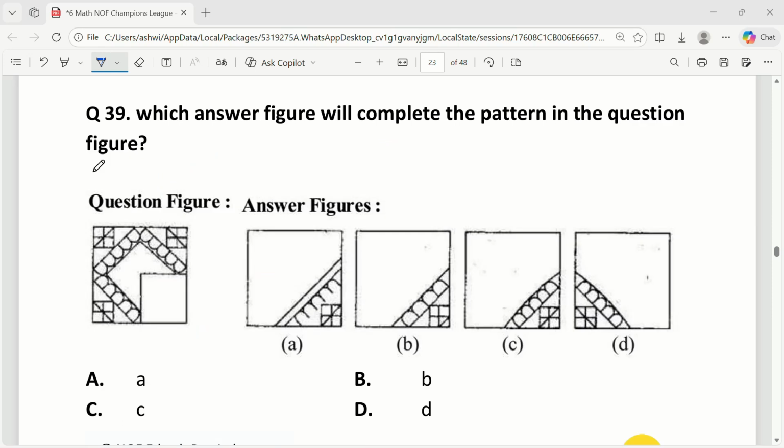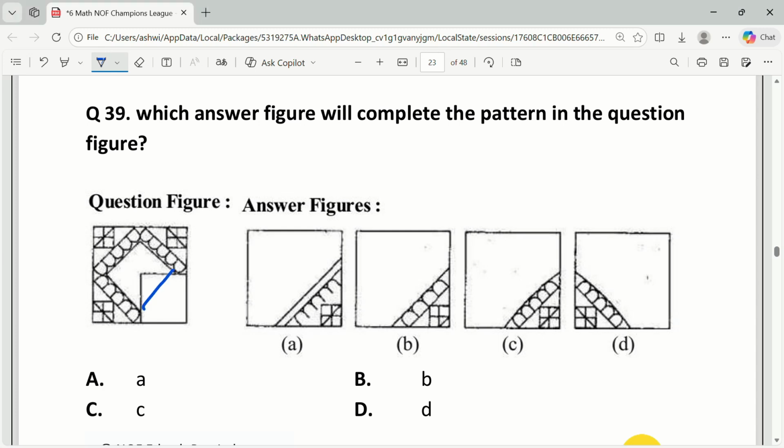Which answer figure will complete the pattern in the question figure? Completing the pattern, we have a line, some pattern, a square. Comparing with the options, the answer is C.